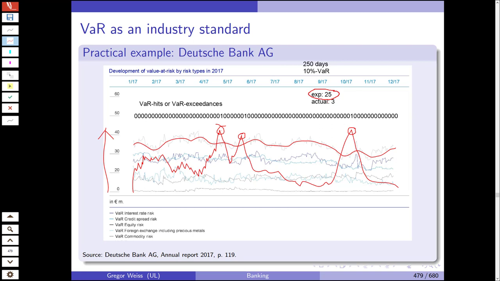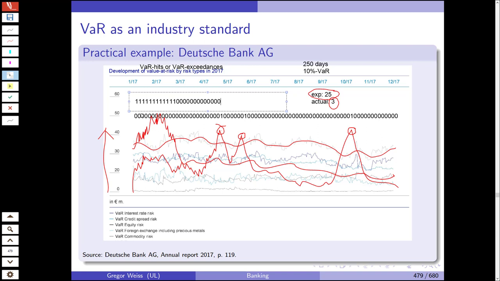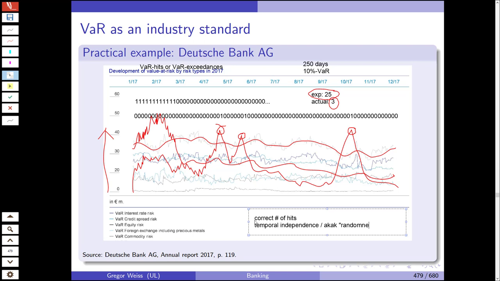If now this were to look like this, the VaR hit sequence would look probably like this, and so on. It might be that the number is correctly specified, but obviously we have clustering of those hits. So the two things we would be looking for in VaR backtesting are, first of all, the correct number of hits and temporal independence, aka randomness, of those hits over time.